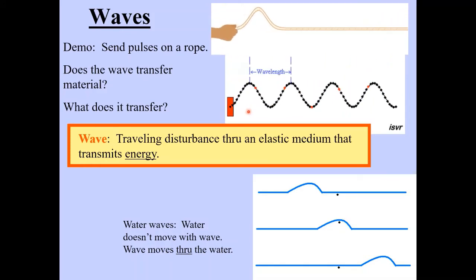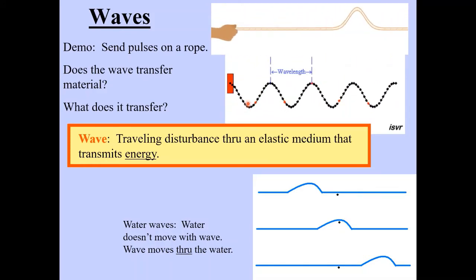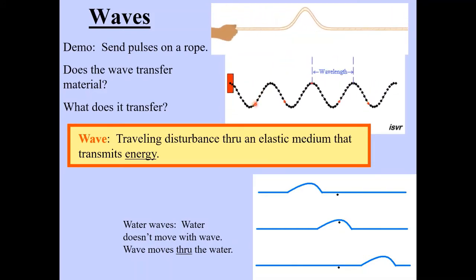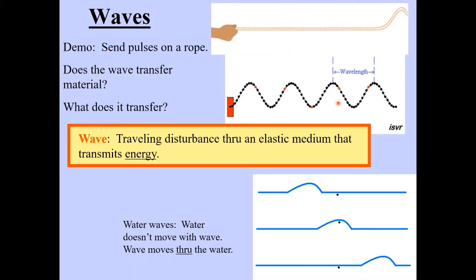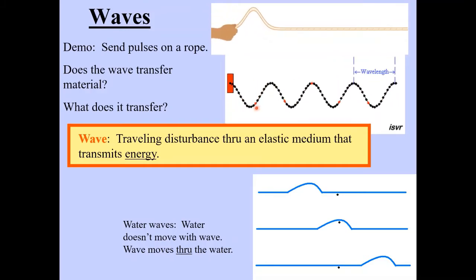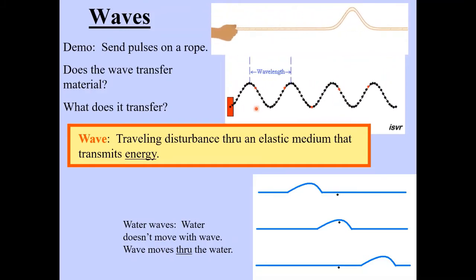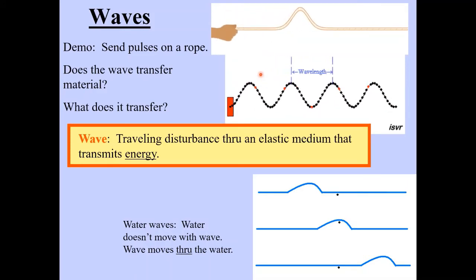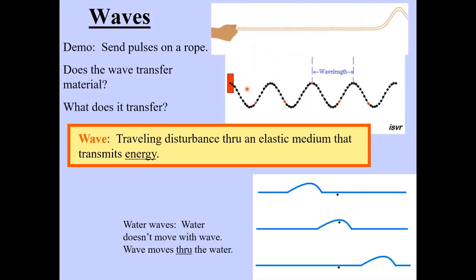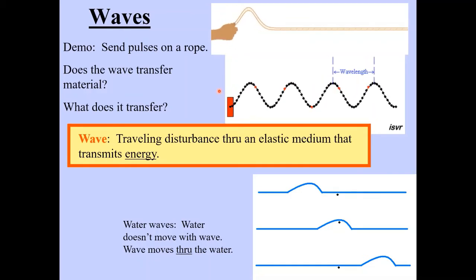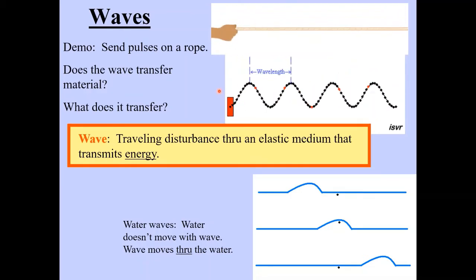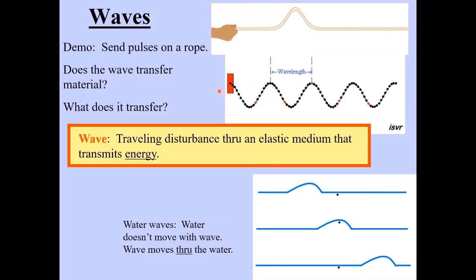What's shown here on the rope are little, let's say, beads attached to the rope. And look, there's a red bead here, here, here, here, and here. Notice that if you watch one of those red beads, all the red bead does is go up and down. It does not move left or right. And this is the characteristic of what is called a transverse wave, which we will look at a little bit more in the next slide.